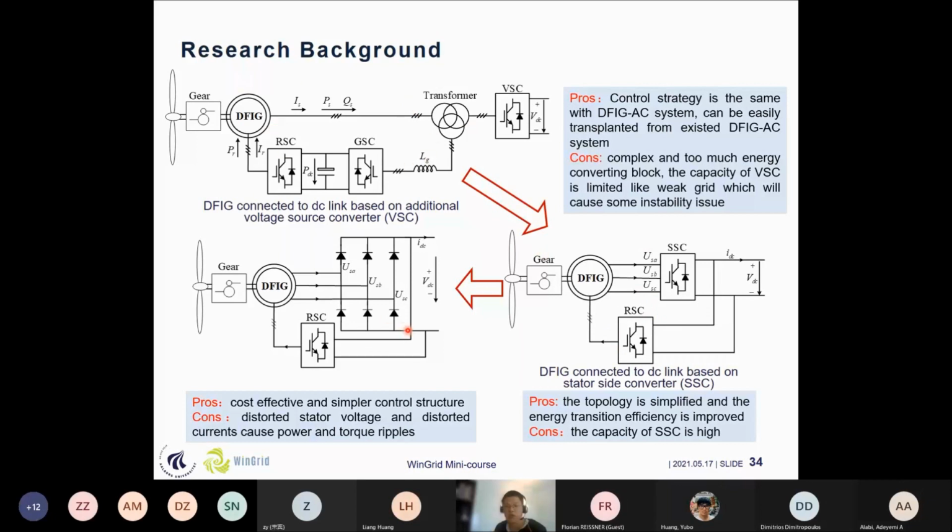So there are a lot of papers doing this kind of research, and we call this topology the DFIG-DC system. In the later discussions and work, we are going to mainly focus on this topology and analyze its characteristics, and we call it the DFIG-DC system for simplification.